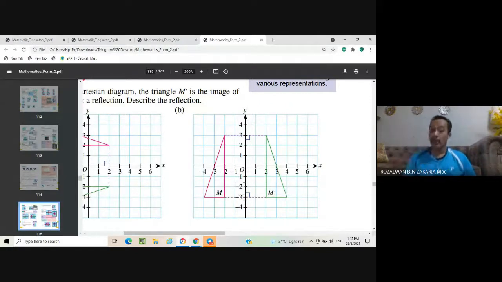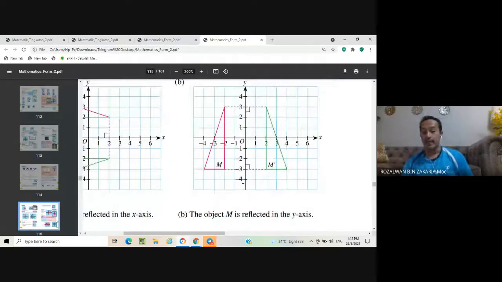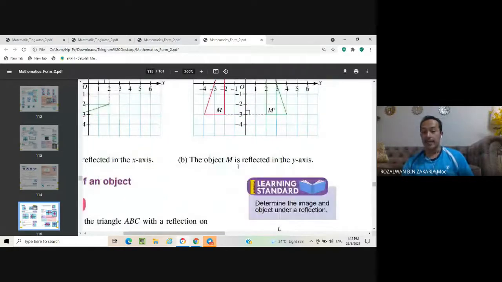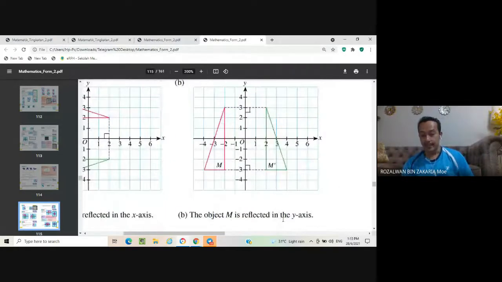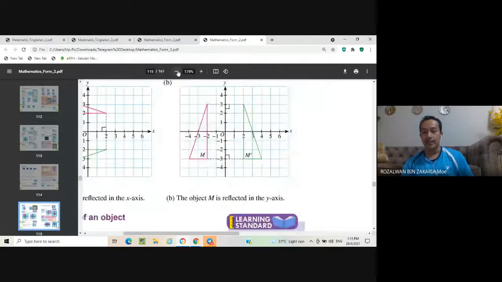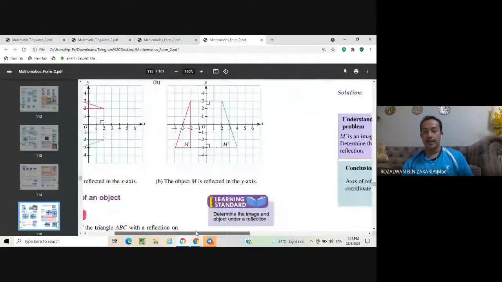So this reflection actually, the object M is reflected in the y-axis. So we can describe it like that. Okay, so that's the answer for B.